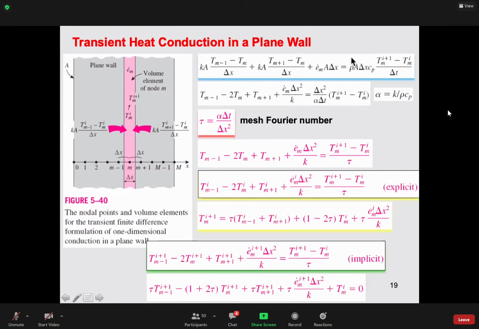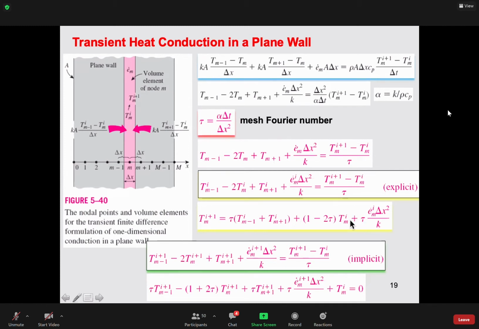These specify the time, but how about this side? We mentioned there are 2 techniques. The explicit technique always looks at the present time to find the temperature at the future time. If I summarize this equation, I want to calculate the temperature at node m at the next time step as a function of the temperature at the previous time.